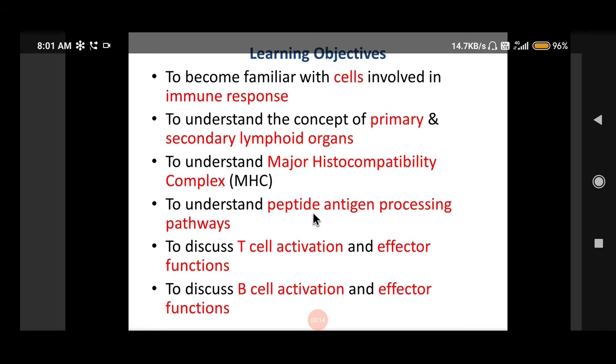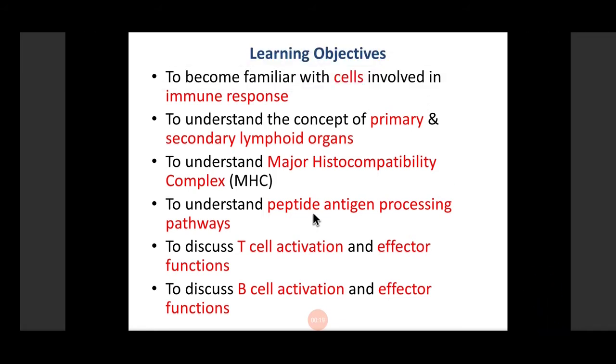Then finally, we'll end up discussing how the T cell activation occurs and what are the effector functions of the T cell by which we are able to get rid of the infectious disease. Similarly, another arm of the acquired immune system, B cell activation and its effector functions. So this is what we're going to cover in this session.